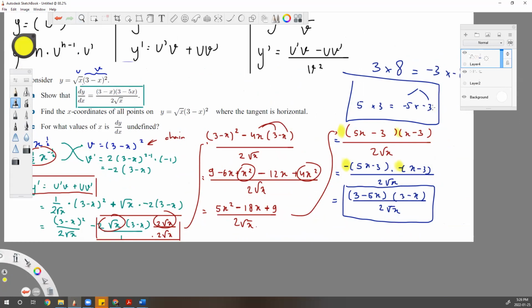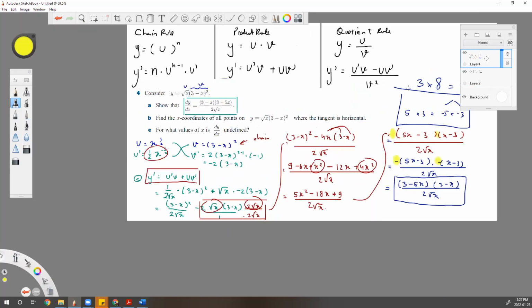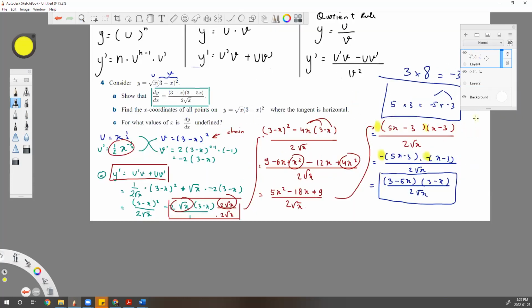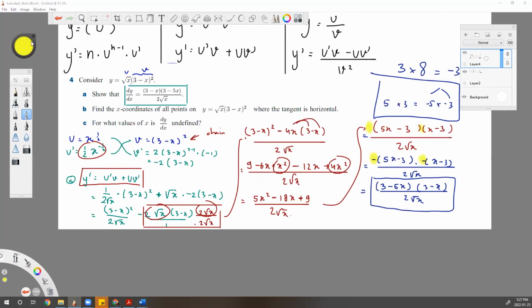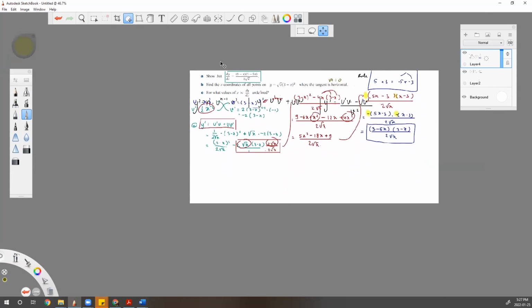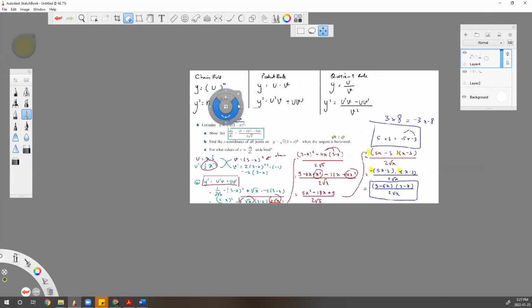So that's proven. Next, question B: find the x coordinates of all points on the curve where the tangent is horizontal. A horizontal tangent is where the gradient is 0, so m equals 0. I think I need to change to the top of it. There you go. Wait a moment.